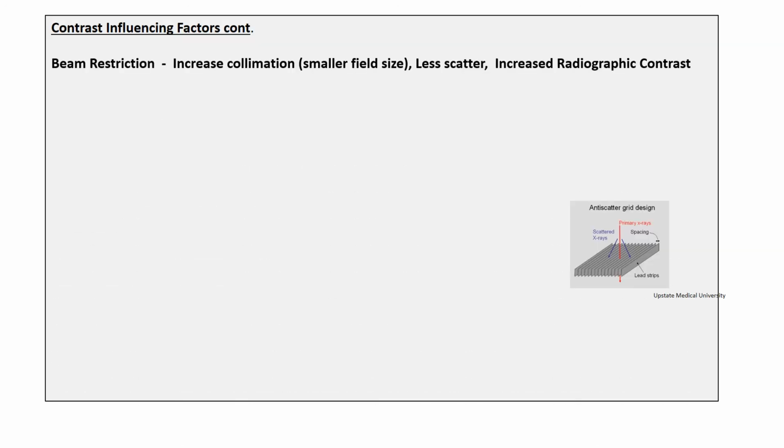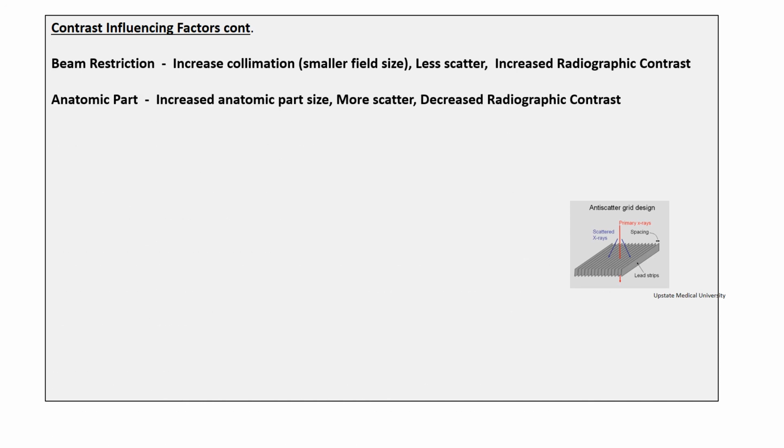Other factors, beam restriction. Whenever we increase the collimating to a smaller field size, we get less scatter. We can also say that this is increased radiographic contrast, right? Less scatter, more black and white. Anatomic part. If the anatomic part size gets bigger, we get more scatter. More scatter, more gray, contrast goes down.